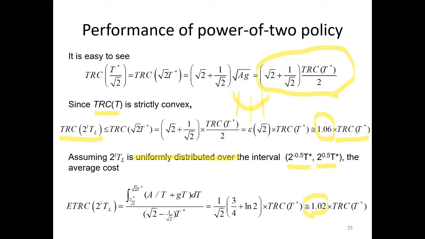The final result says the deviation is not that big when you apply the power of 2 policy. In the long run, the average deviation from the optimal value that you are going to get is about 2% more than the optimal total relevant cost if you use T star as your ordering cycle time. This final result is very important, and it goes the same way as we illustrated earlier for the topic of the sensitivity analysis of the EOQ model.